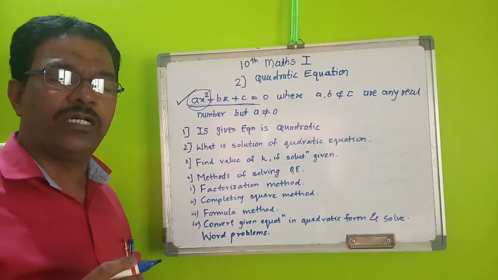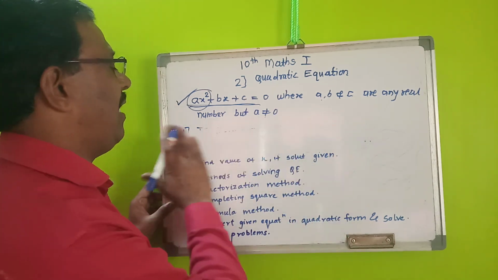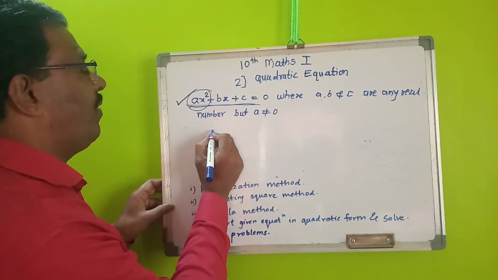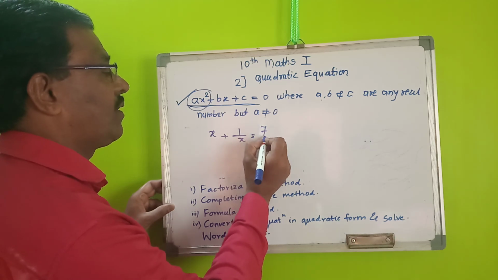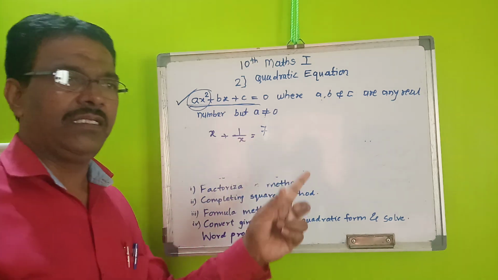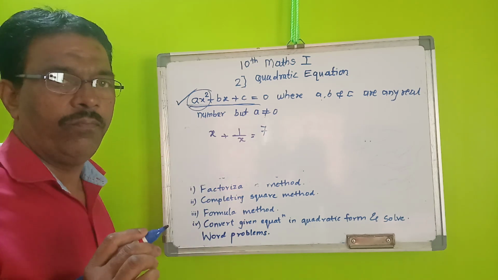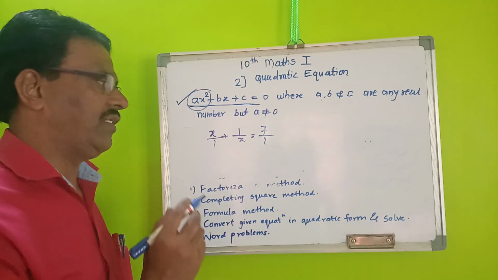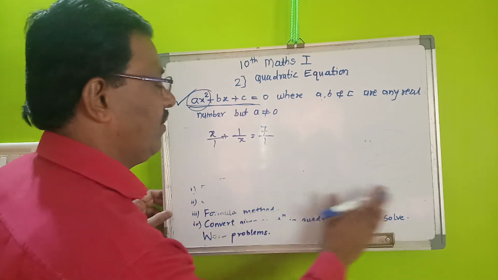They give us a question for 1 mark in the board examination. They have given some equation and they ask you, is the given equation quadratic, yes or no? For example, x plus 1 upon x is equal to 7. Is the given equation quadratic, yes or no? To find whether the given equation is quadratic, we want to simplify the given equation into the standard form. So we want to cancel the denominator x, and for cancelling the denominator x, we want to multiply both sides of the equation by x.